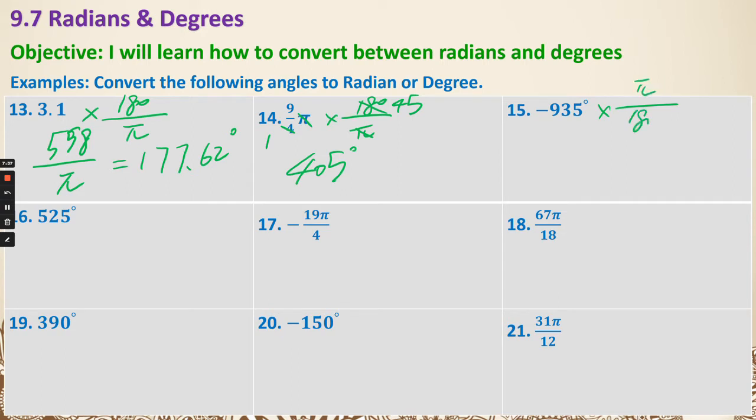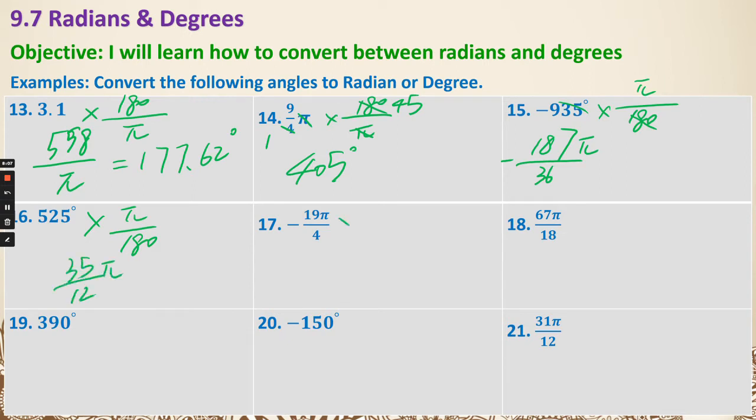Next is degree, so we're going to change it into radian. Pi over 180. And that can simplify to be 187 over 36 pi. Next, 525 is a degree, so times by pi over 180. That's going to simplify to be 35 over 12 pi.